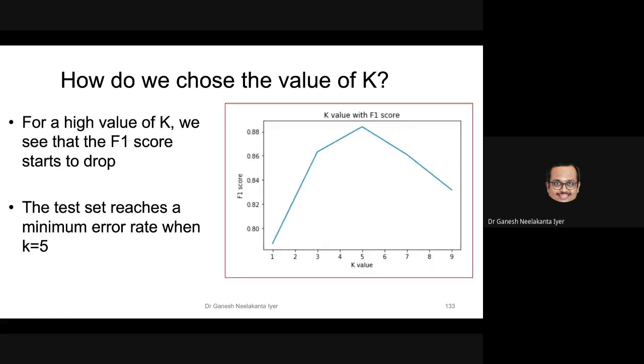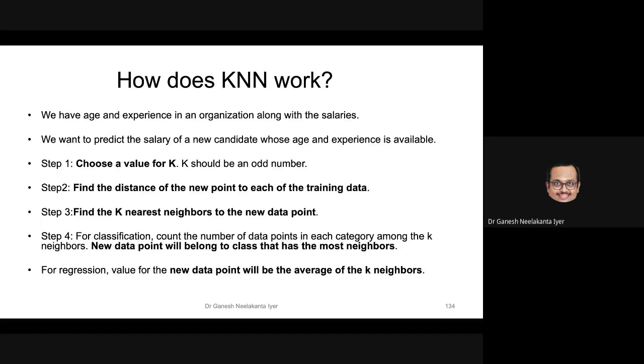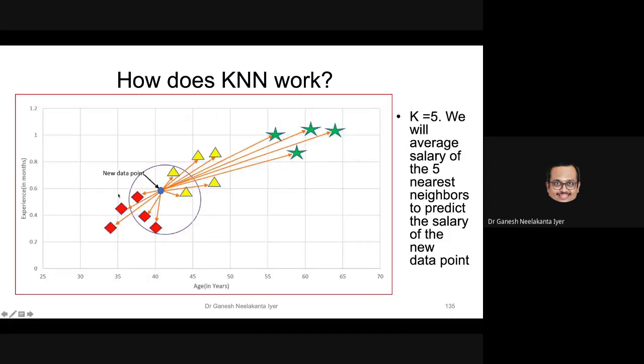So let's take an example. Assume there are 3 classes. There is a red diamond, yellow triangle, and green stars. There are 3 classes of ages. I want to determine experience in months. Now a new data came in around 41 years old. I do not know whether this should be pointing to the novice experience category or a medium experience category or a well experienced category.